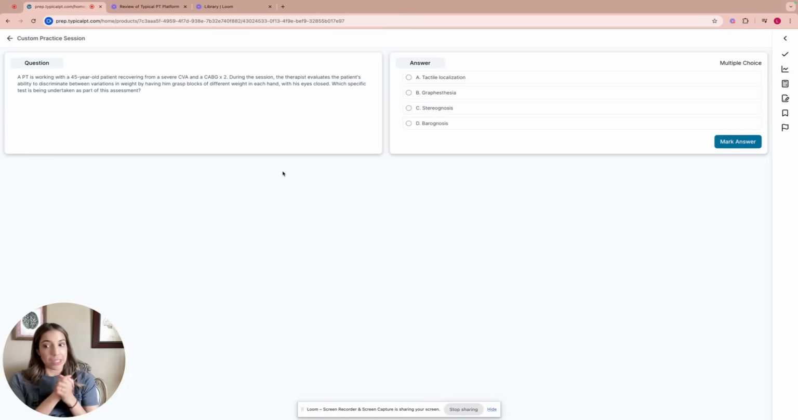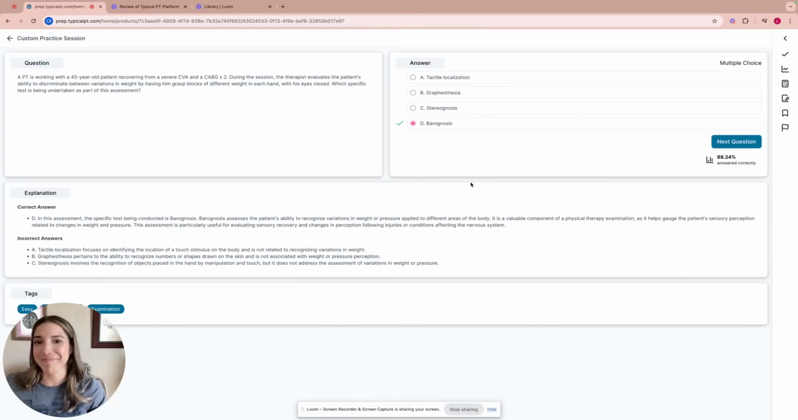Now, baragnosis is the ability to perceive or estimate the weight of an object by holding or lifting it. So back to the question, the therapist evaluates the patient's ability to discriminate between different weights. So A, tactile localization, B, graphesthesia, C, stereognosis, or D, baragnosis. What do you all think? I think you're thinking the same thing that I am, and that is D, baragnosis. So let's take a look. All right, we got it right.